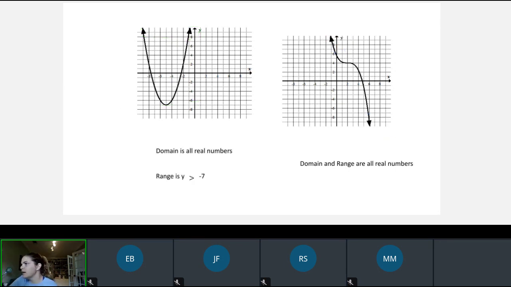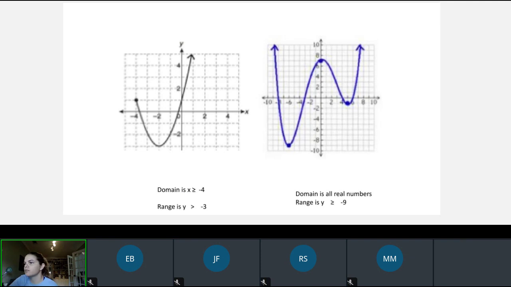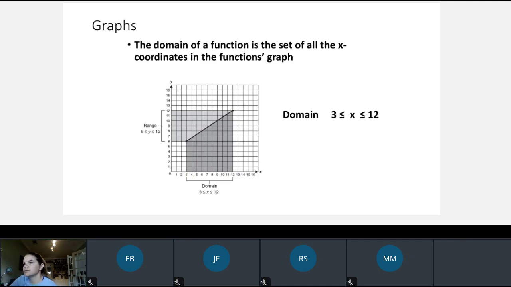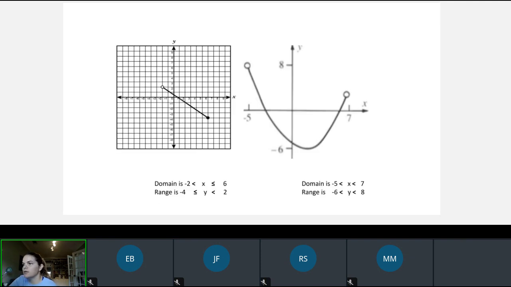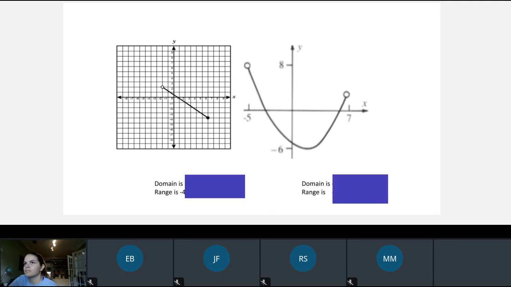Okay, let's look at, that one's kind of hard to see. Alrighty, I want to give you some tougher ones. So these are going to be intervals now for your domain and your range. So go ahead and work on this first one. We'll call it number 1. So tell me what the domain is, and then tell me what the range is.